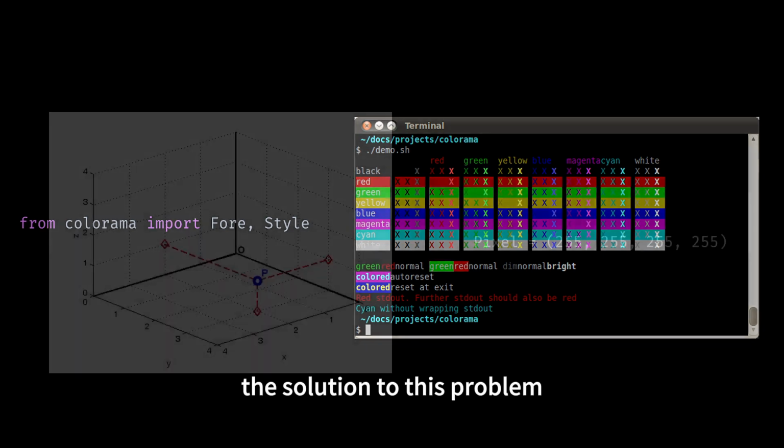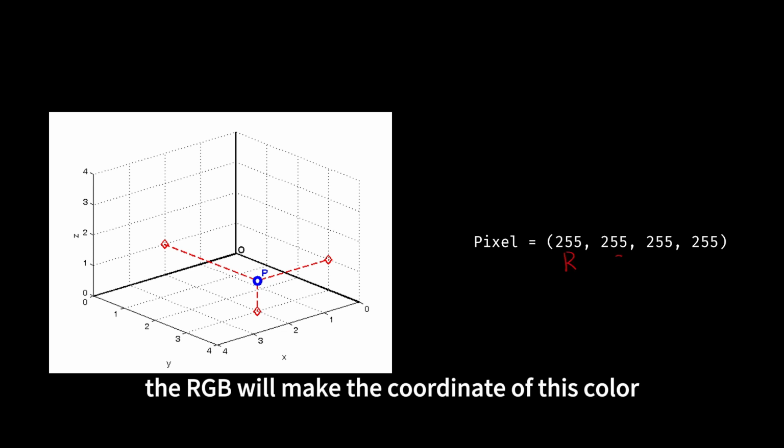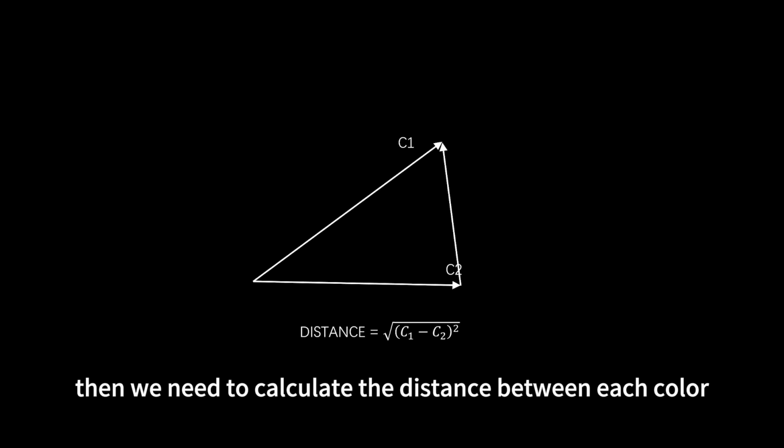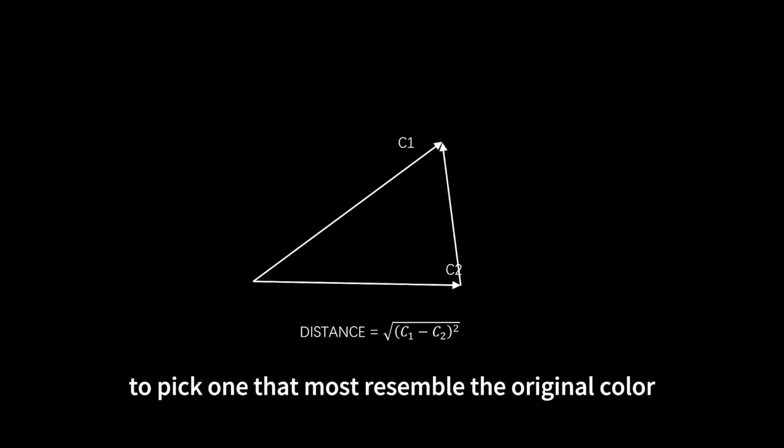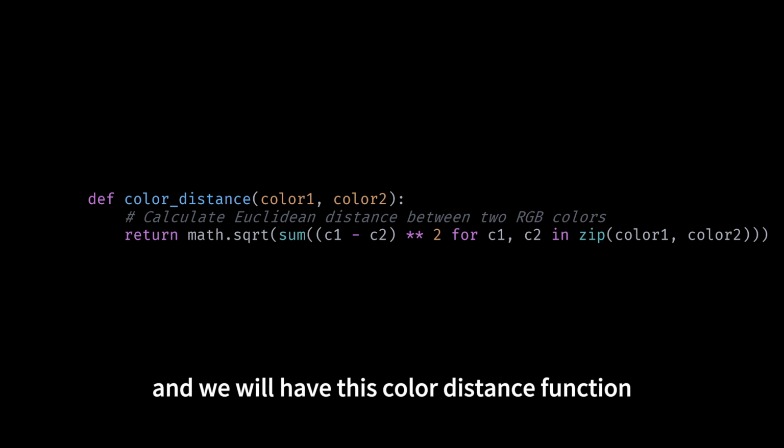The solution to this problem is to treat pixel color as a 3D vector. The RGB will make the coordinate of this color. Then we need to calculate the distance between each color to pick one that most resembles the original color. And we will have this color distance function.